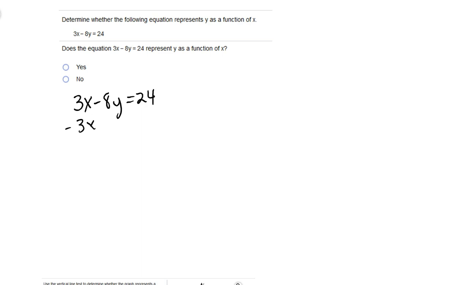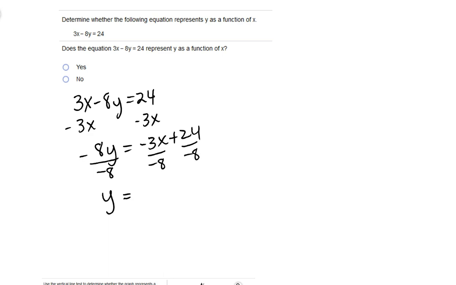So we're going to subtract 3x on both sides. It gives me negative 8y equals negative 3x plus 24. We're going to divide both sides by negative 8. And that gives me y equals a positive 3/8 x minus 3. So first I've rewritten the equation in y equals form. That's writing it as y as a function of x. And then we want to decide whether this equation represents a function.